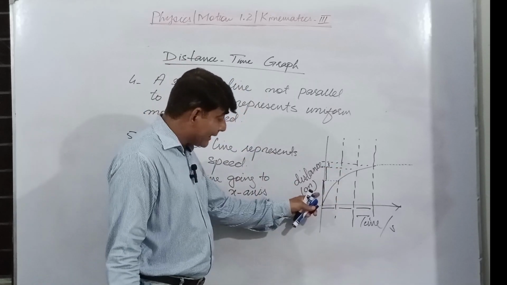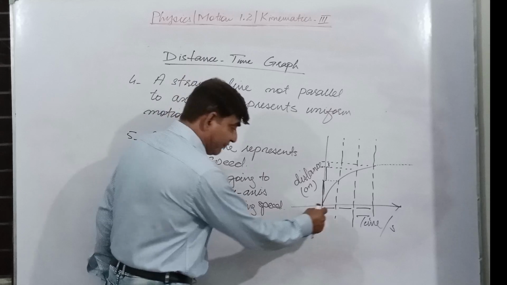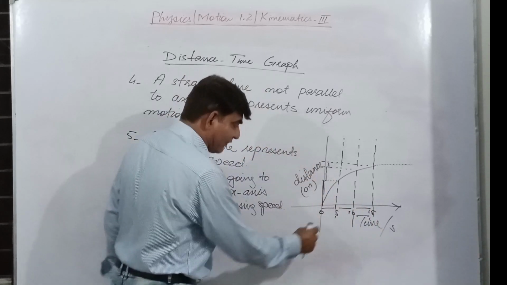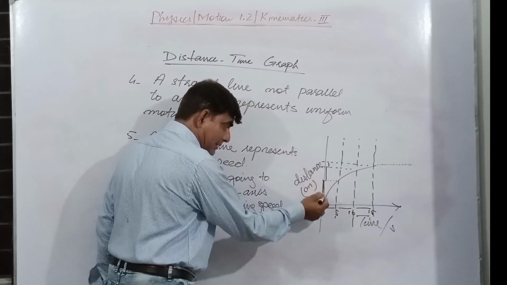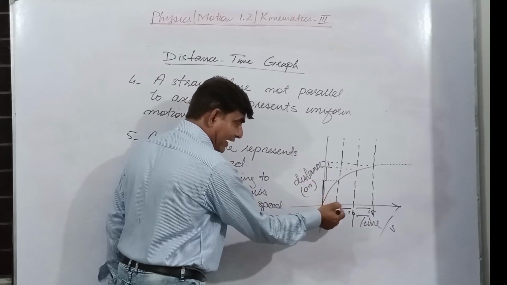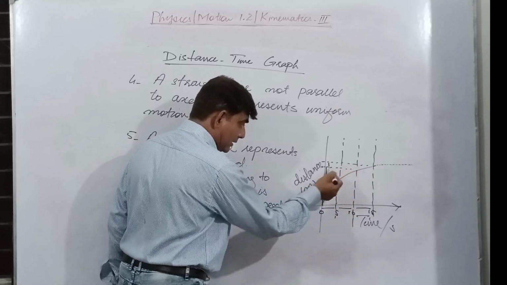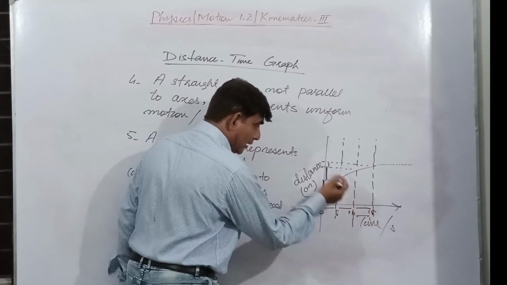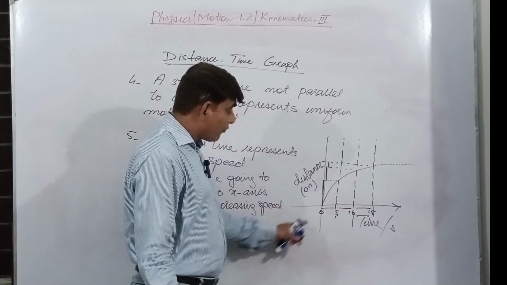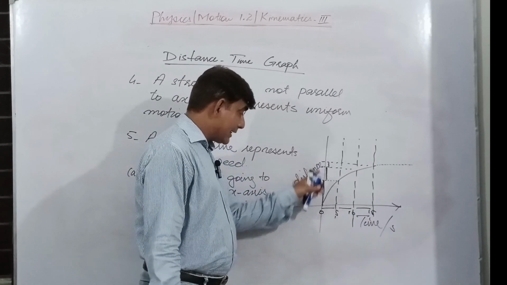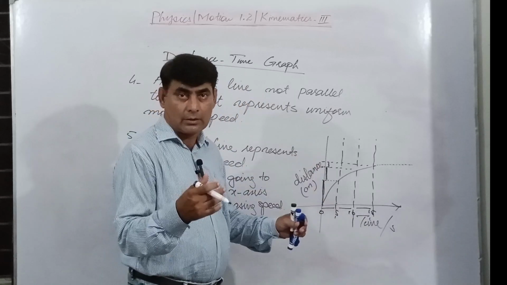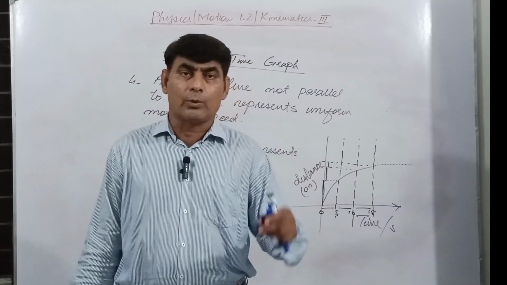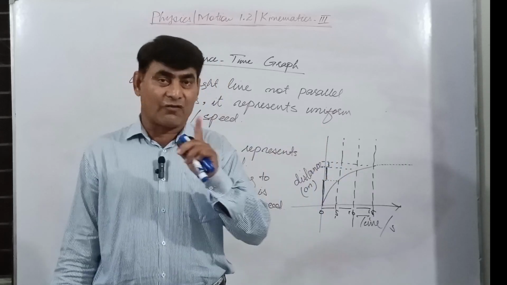So there is a decrease in distance covered. Suppose 5, 10, 15: in the first 5 seconds this distance is covered, in the next 5 seconds this distance is covered, in the third 5 seconds this distance is covered. So for the same interval of time, the distance covered is decreasing. There is no equal distance covered in equal interval of time. It is not uniform speed.